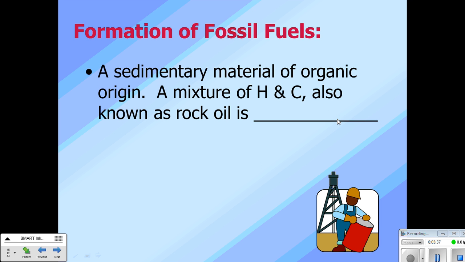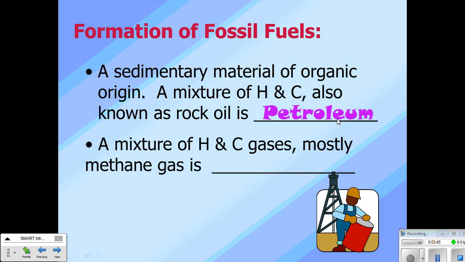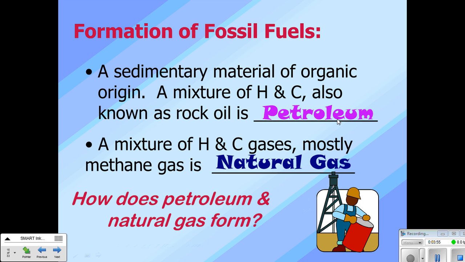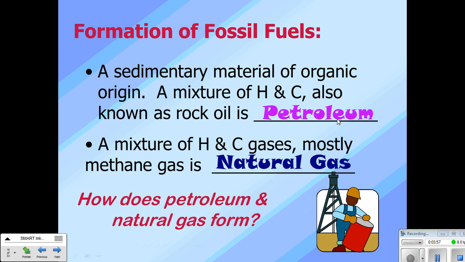A sedimentary material of organic origin, a mixture of hydrogen and carbon, also known as rock oil, is petroleum. And then a mixture of hydrogen and carbon gases, mostly methane gas, is natural gas. Two-thirds of all of our energy comes from oil. How do petroleum and natural gas form? You know?